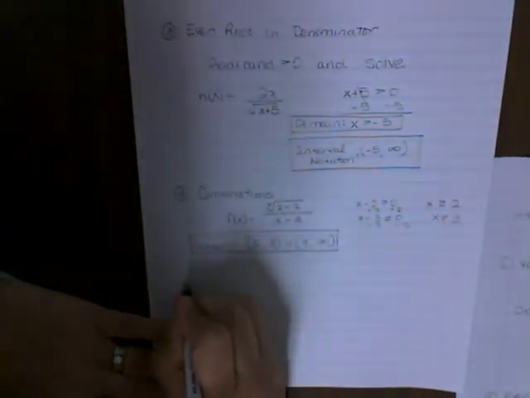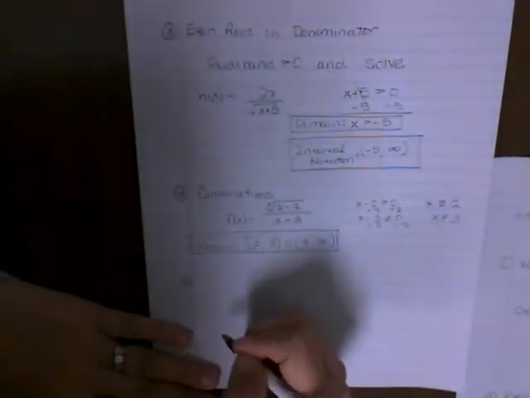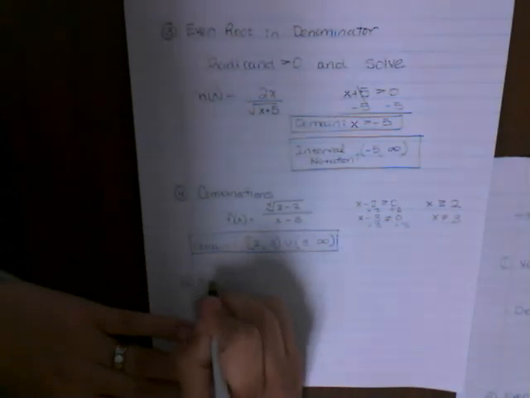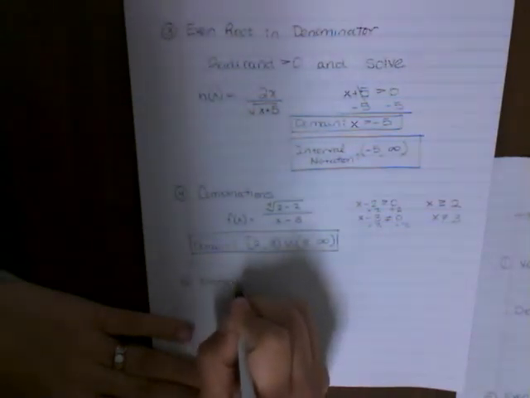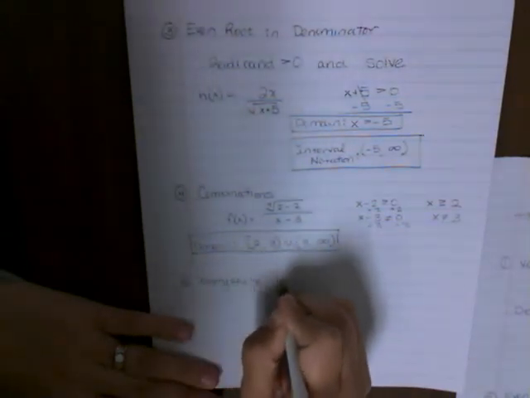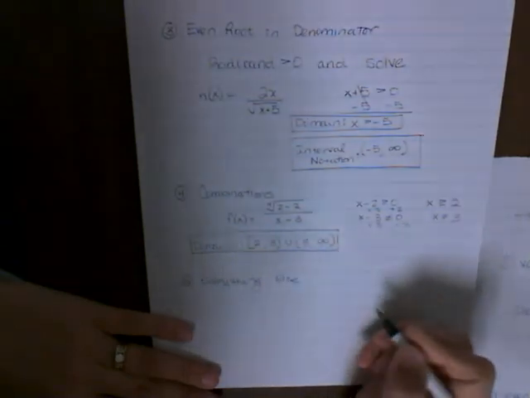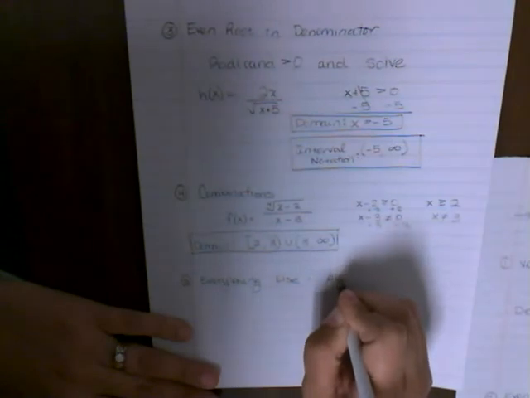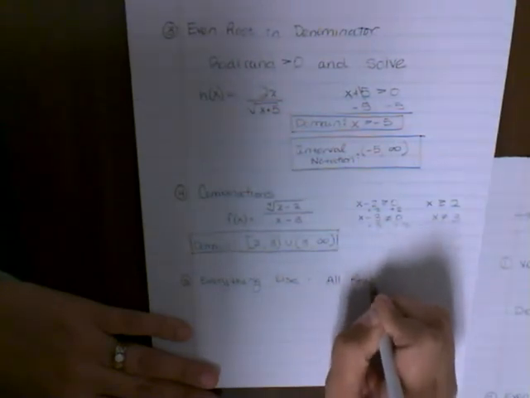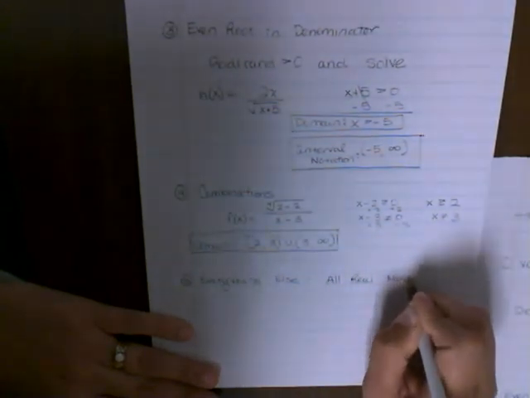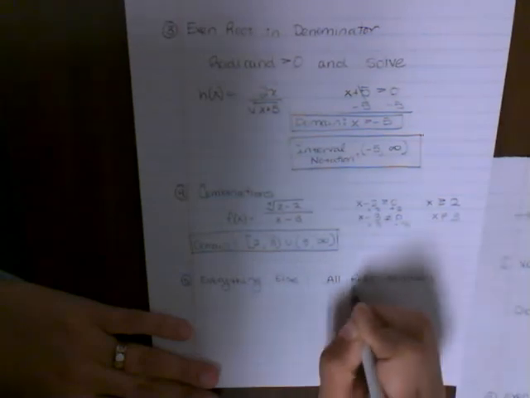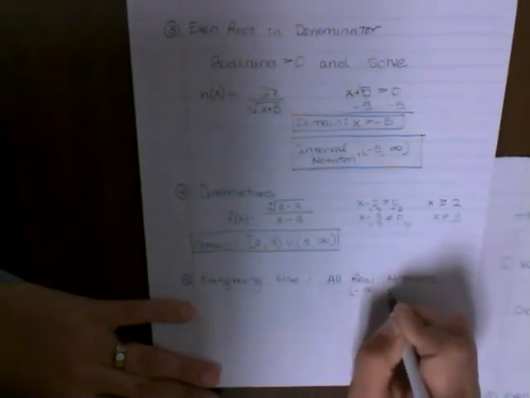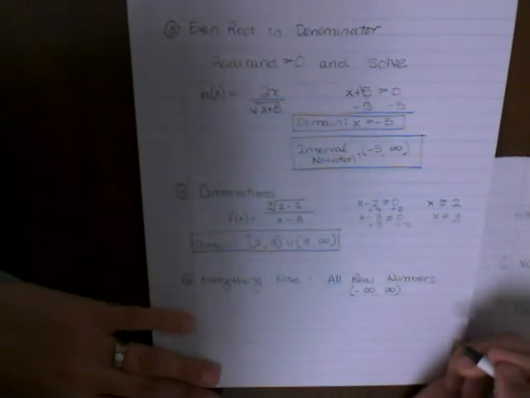For everything else, the domain is all real numbers. And there's no work you need to do whatsoever. In interval notation, all real numbers is negative infinity to positive infinity.